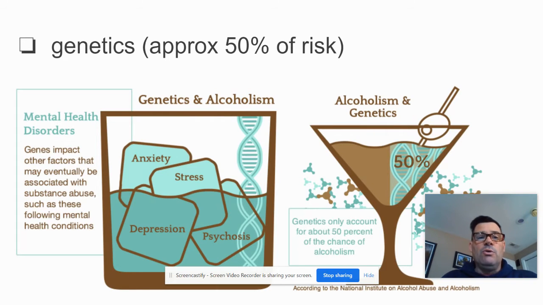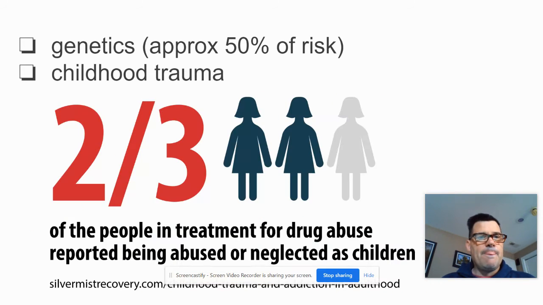All right. So genetics is about 50% of the risk. Genetics is about 50% of the risk. So if you have family members who are addicted to drugs or alcohol, then you're much more likely to become an alcoholic or become addicted. So you have to be really careful if alcoholism runs in your family. I do, so that's something I've got to be really careful of, because I am much more likely to become an addict or an alcoholic as a result of that.